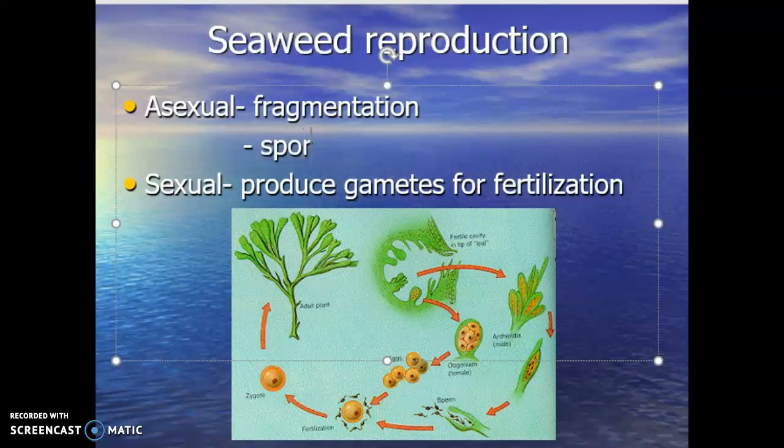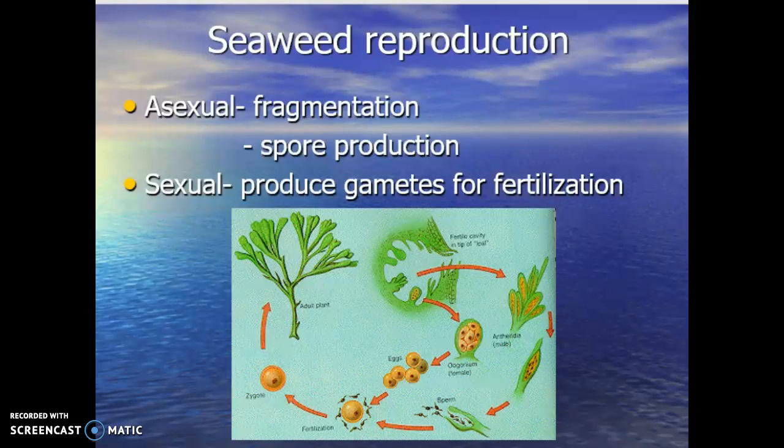They can also produce spores in a form of asexual reproduction. So the algae form spores, produce spores. The spores drift away from the parent plant, settle down into a new area, and grow and develop. But those are genetically identical to the parent plant.